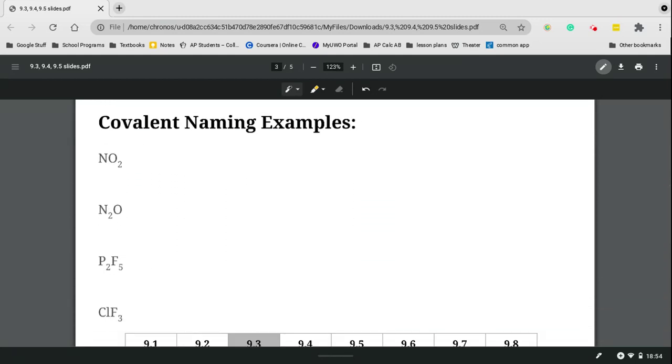So here we have nitrogen and 2 oxygen. And so that's going to be nitrogen. Because remember, we don't use that mono on the first element. Di, because there's 2 oxygens, dioxide. N2O, that's dinitrogen monoxide.